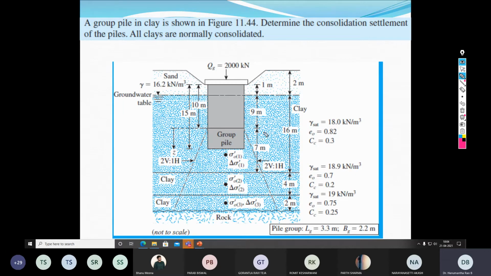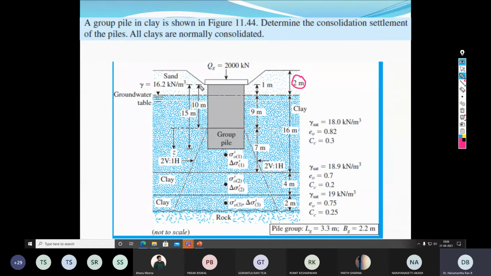So let us look at first a couple of important things that you need to remember in this kind of sum. So first, there is a sand layer of thickness 2 meter, but the pile is embedded approximately up to a depth of only 1 meter. Though the thickness of the sand layer is 2 meter, the piles were embedded in the sand up to a depth of only 1 meter, and above that there is a pile cap. On top of the pile cap, a superstructure load of 2000 kilonewton is going to come.